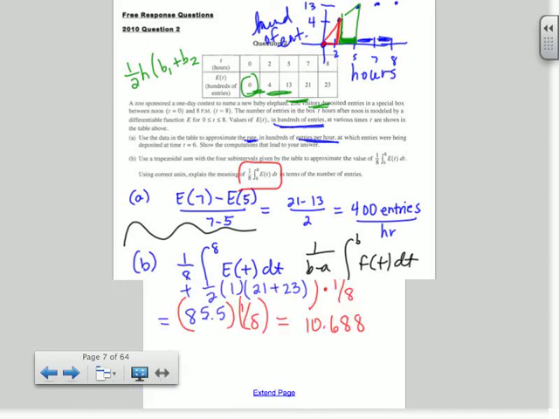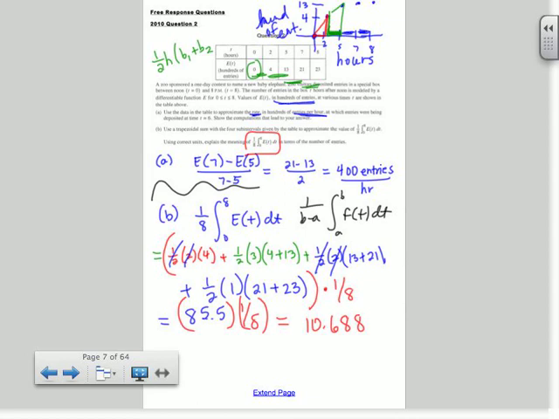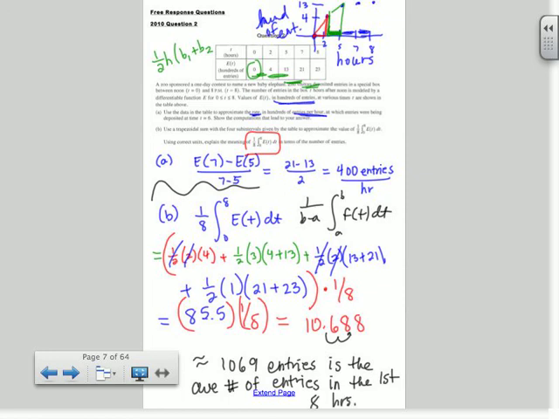So there would be, remember this is in hundreds of entries, so there's approximately 1069. See how I just moved it over twice for hundreds of entries. That is the average number of entries in the first 8 hours. Does that make sense? Okay, that's what you're finding.